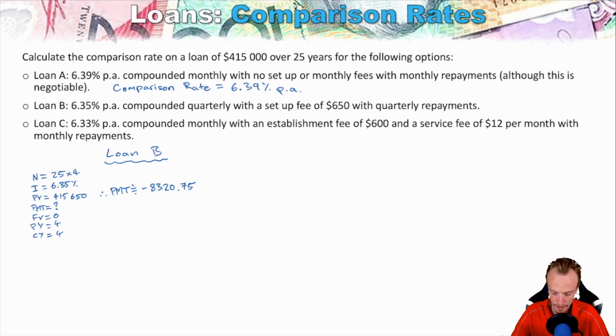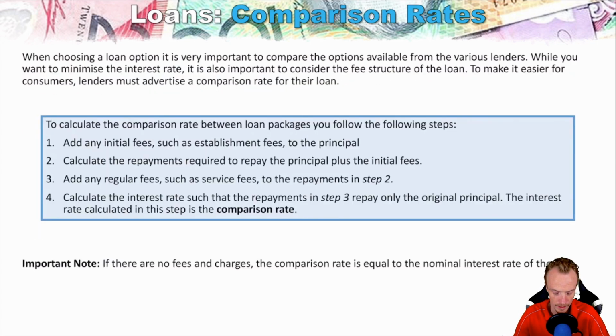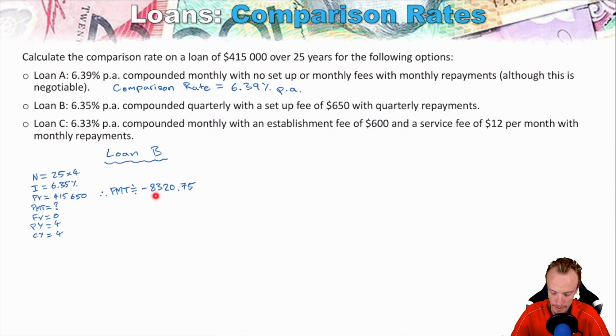Now, obviously not all these steps are always included every single time. So step 3 says add any regular fees, such as a service fee, to the payments in step 2. So here's our payments from step 2. Now we're looking at, are there monthly fees or quarterly fees in this case? In this case, there aren't. There's none mentioned, so we don't need to do anything for step 3. This is our payments that we're using. So let's look at step 4 now.